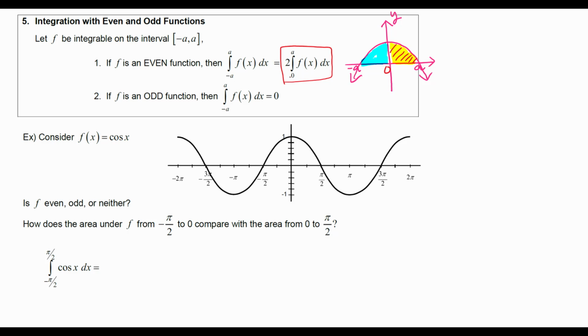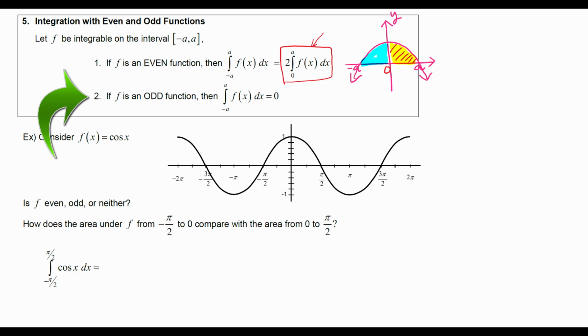Since when you plug in 0, it makes your evaluation so much easier, we use this property a lot if we have an even function. This is also very useful. What is a characteristic of odd functions?